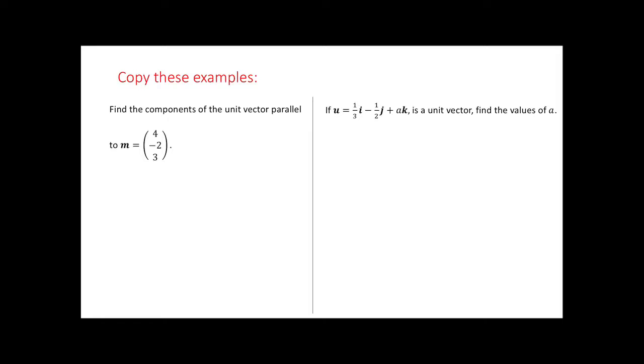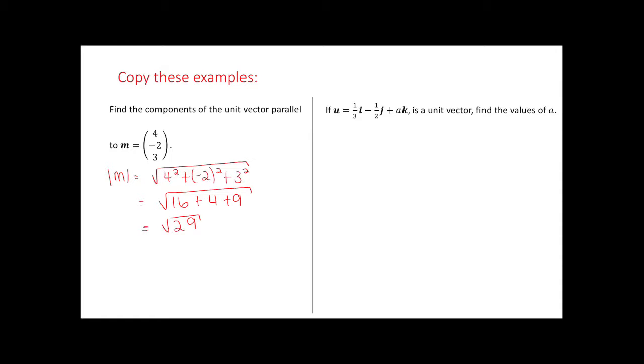So to start off with this first example, we are going to calculate the magnitude of m. So remember, your magnitude is each of your components squared, added together, and then square rooted. So we're doing the square root of 16 plus 4 plus 9, which gives us root 29.